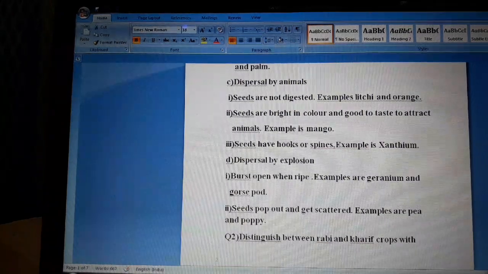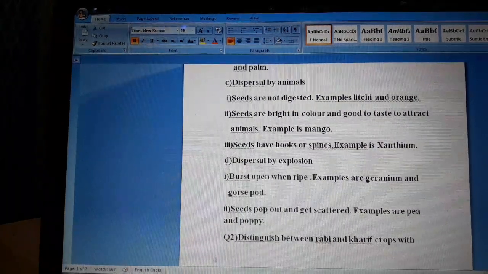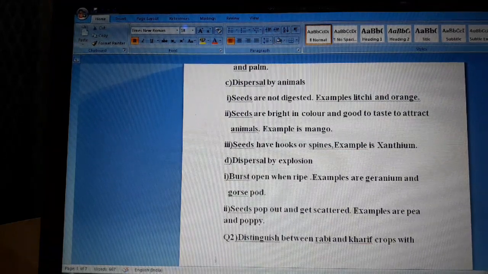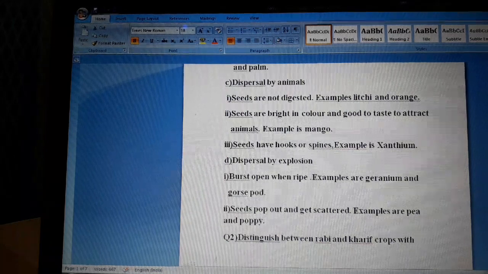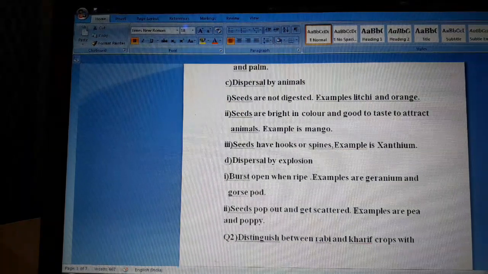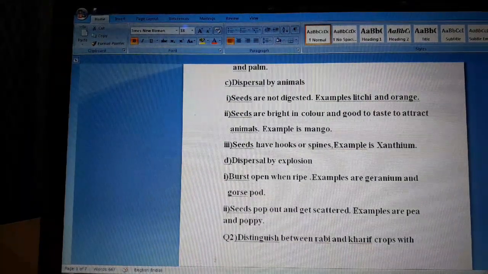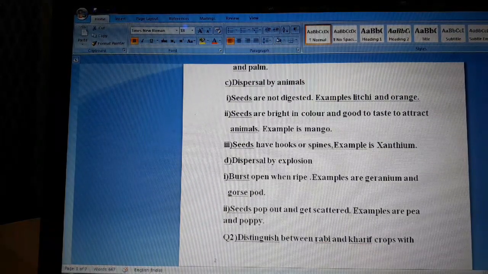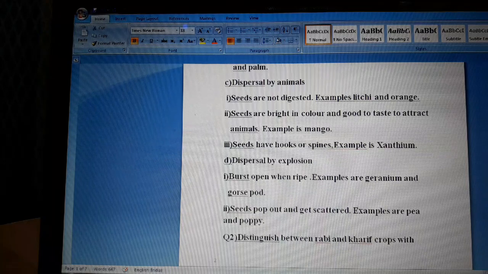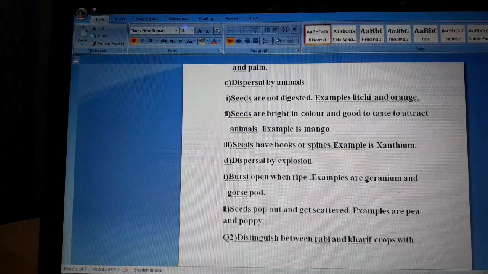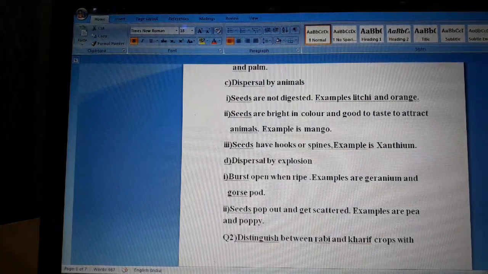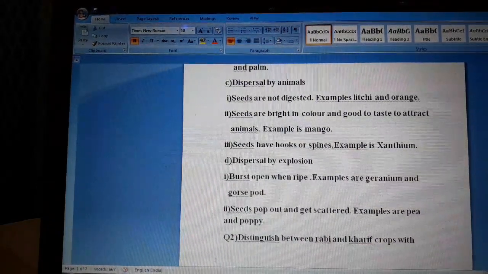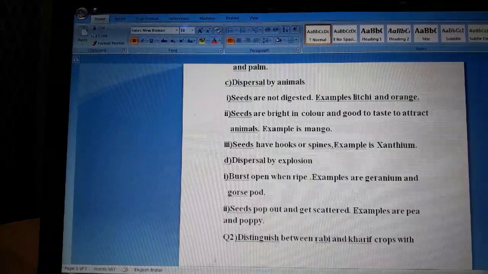Now dispersal by explosion. Certain seeds, when they are ripe, that means in Bengali we say peke jaye, in Hindi जब वो पक जाता है, then it falls on the soil. Wherever it falls, a new plant grows from there. Examples are geranium and gorse. And seeds pop out, they come out and they are scattered. They scatter, that means they blow and fall in some other places. Examples are pea and poppy.